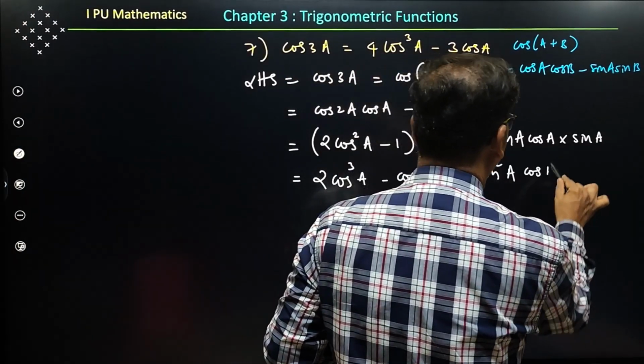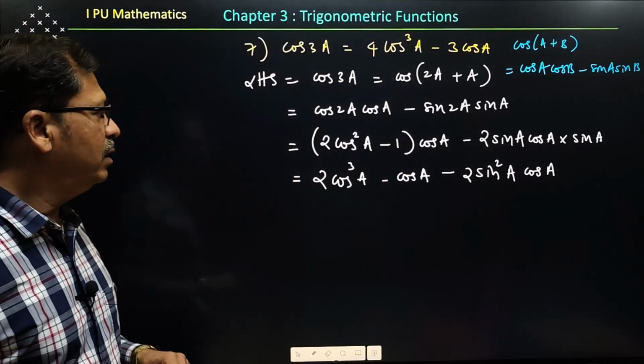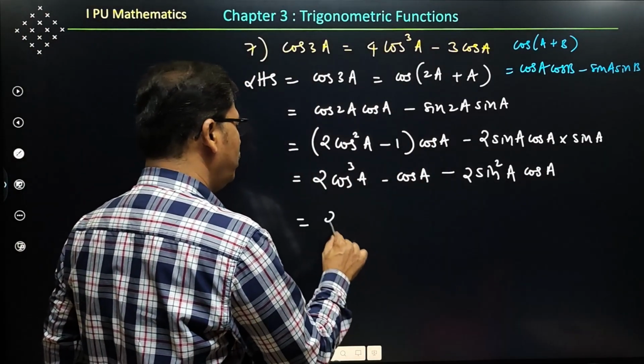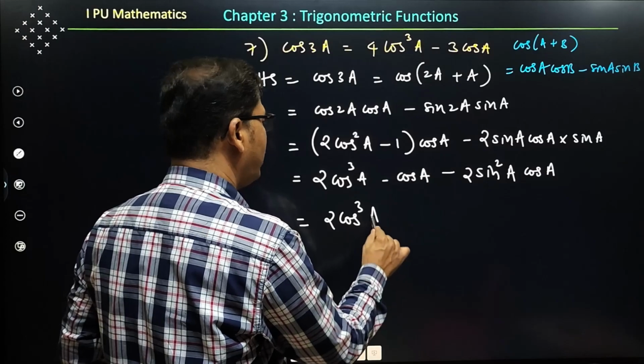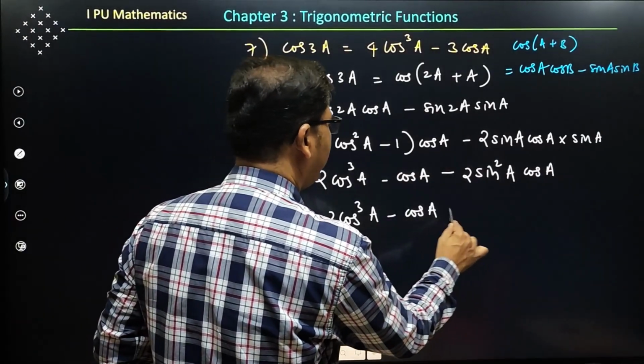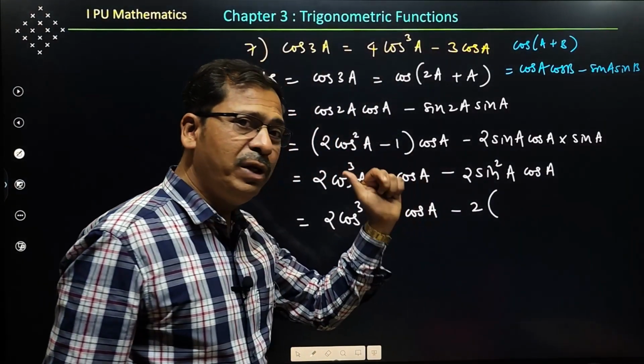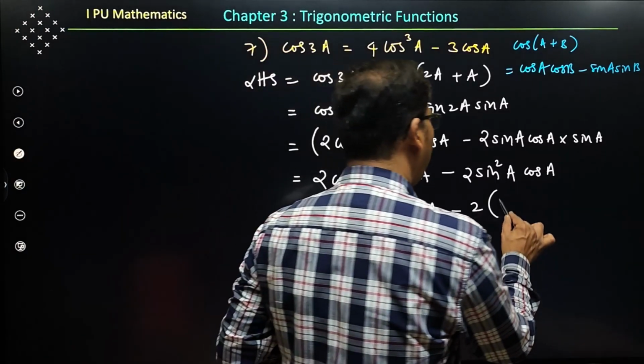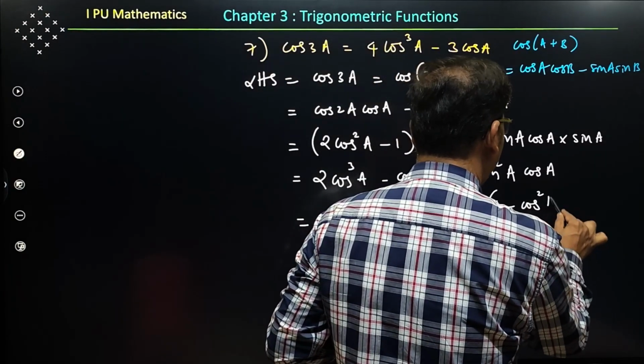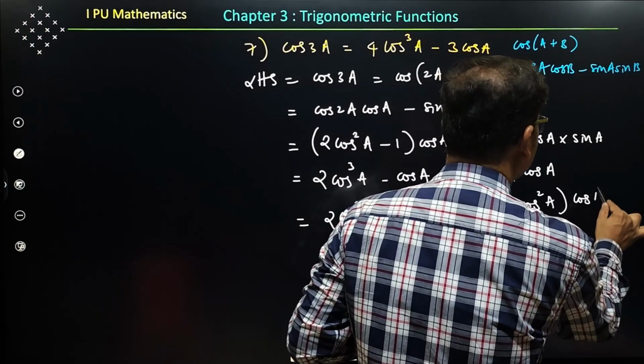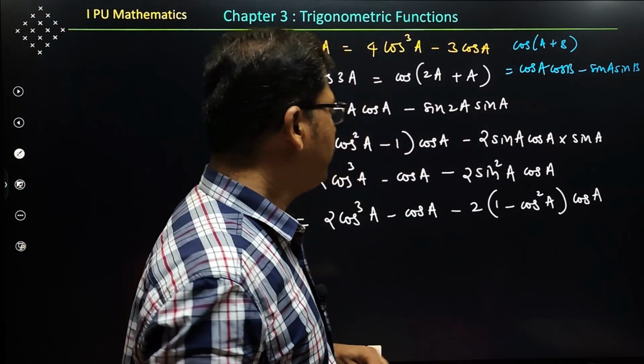Be alert, sin square A. Then what you can write? Cos A you can write. Okay, this is equal to 2 into cos cube A minus cos A. Minus 2 as it is. Sin square A can be replaced by 1 minus cos square A, into cos A into cos A.